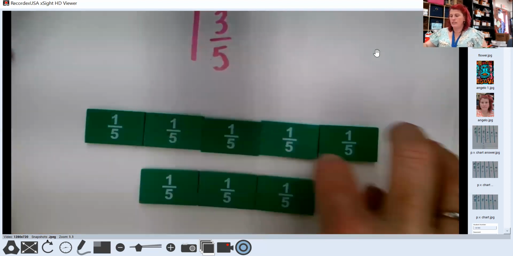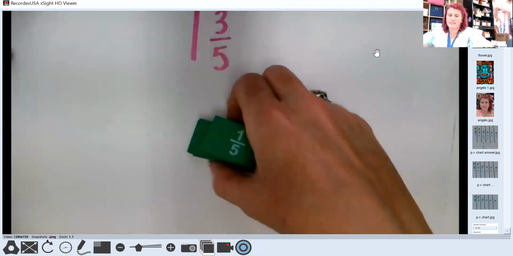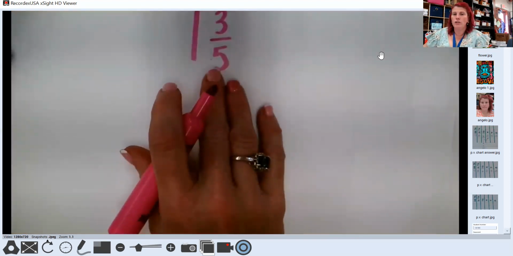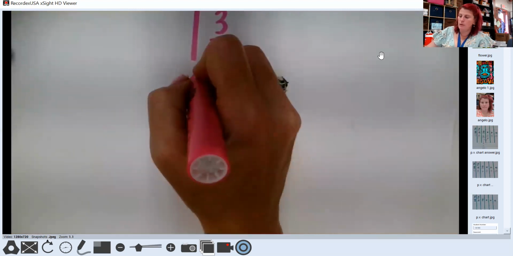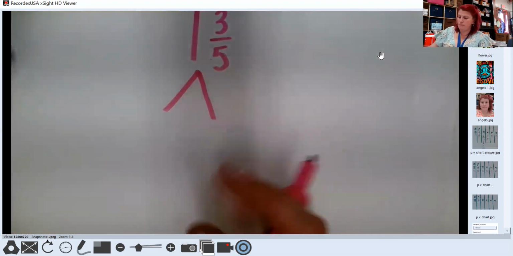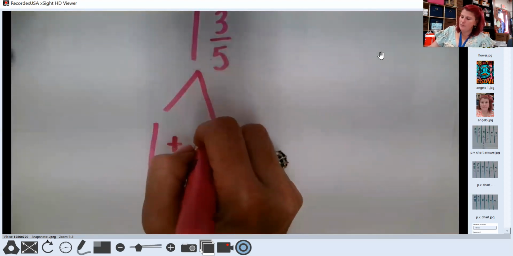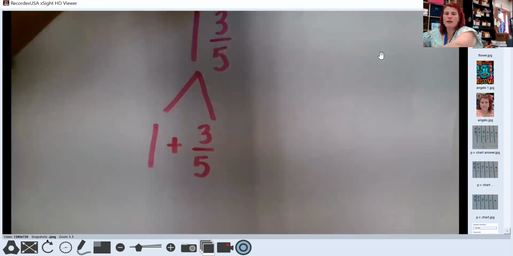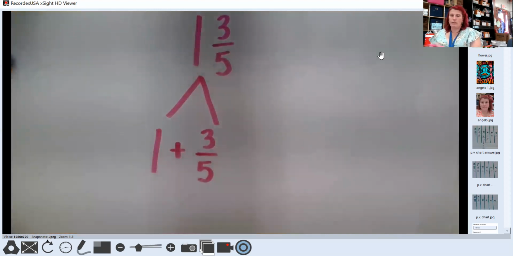I would decompose it into two separate fractions. So let's look at the process. The first thing that you do when you are decomposing a mixed number is to decompose it into a whole number plus the fraction. So that would be 1 plus 3/5. I've just decomposed that mixed number by showing how I would add the whole to the 3/5.